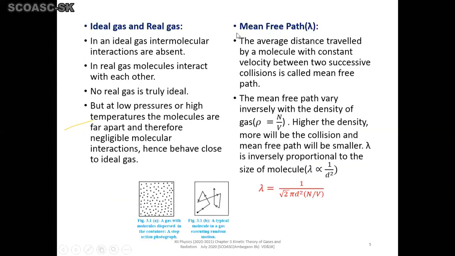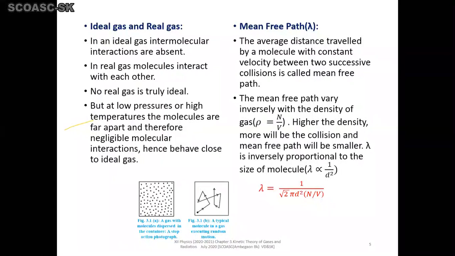Right. Now let us talk about the ideal gas and real gas. Ideal gas, you know the word ideal. Ideal means hypothetical, a very ideal kind of situation. That is not the reality. Now, what is that ideal gas? In an ideal gas, we consider that the intermolecular interactions are absent.